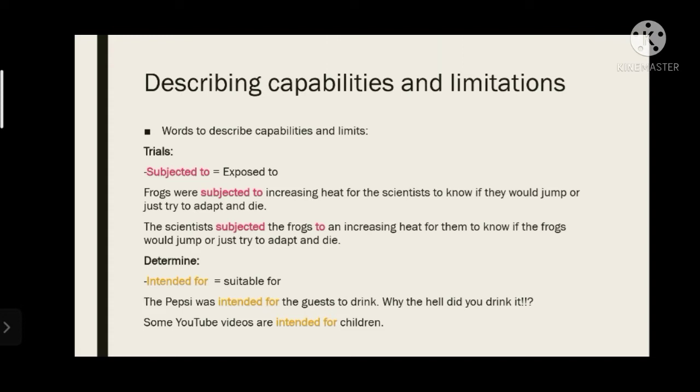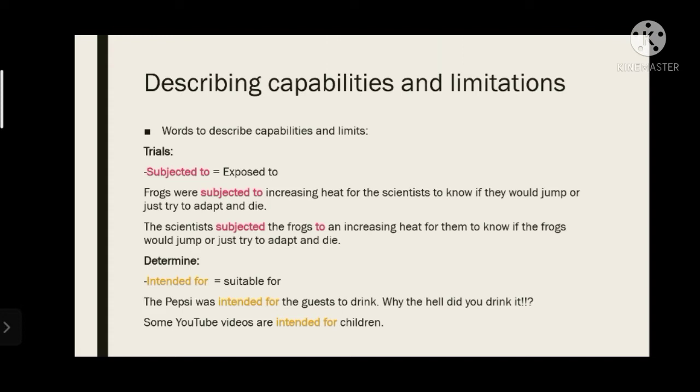Like the first one, for example, the Pepsi was intended for the guests to drink. Why the hell did you drink it? لو احنا عندنا ضيوف وعندنا بيبسي وحد شرب البيبسي بتاعته، هنقول لهم البيبسي دي المفروض كانت للضيوف، موجودة المقصد منها كان للضيوف، انت شربتها ليه؟ Here we cannot say the Pepsi was suitable for the guests' drink.